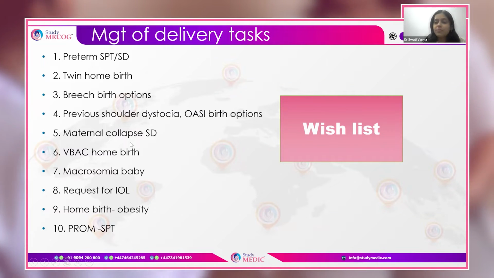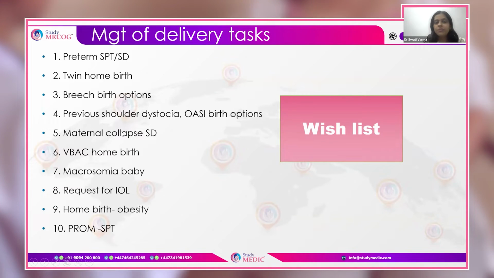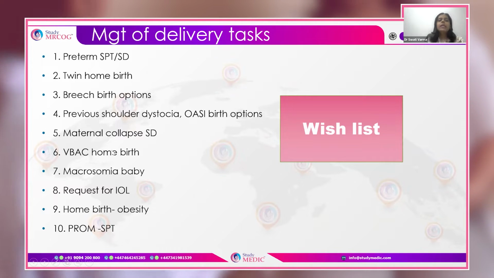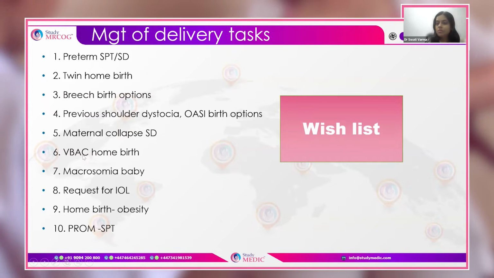Then maternal collapse. You might consider this in the maternal medicine module also, as she might have collapse in early labor or in the last portion of pregnancy. Usually collapse stations will be a structured discussion. Then previous cesarean, either one previous cesarean or two, she might be insisting on home birth, and you have to counsel her regarding the safe options.